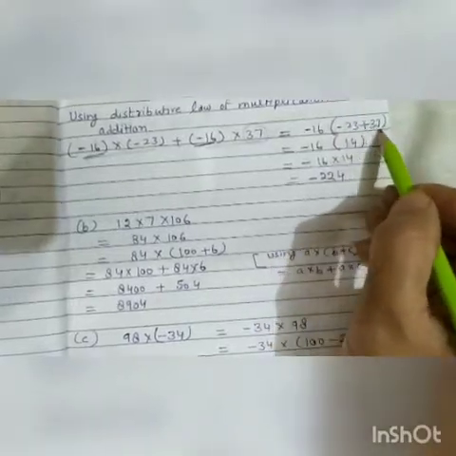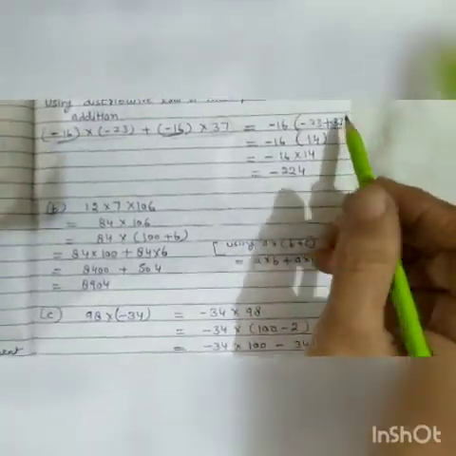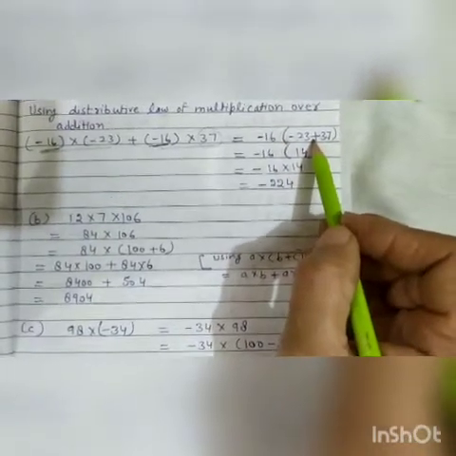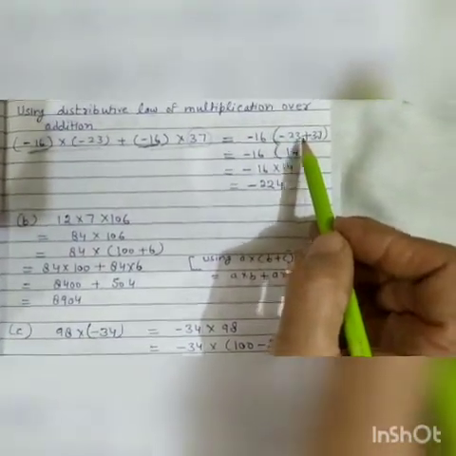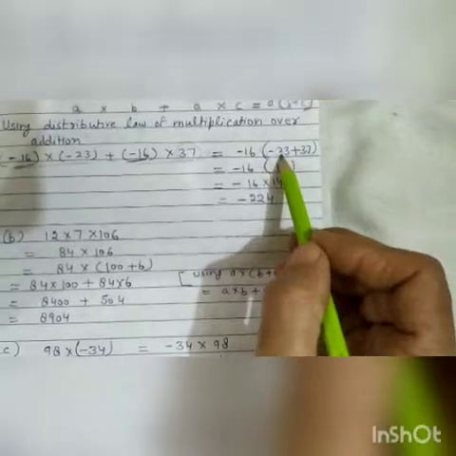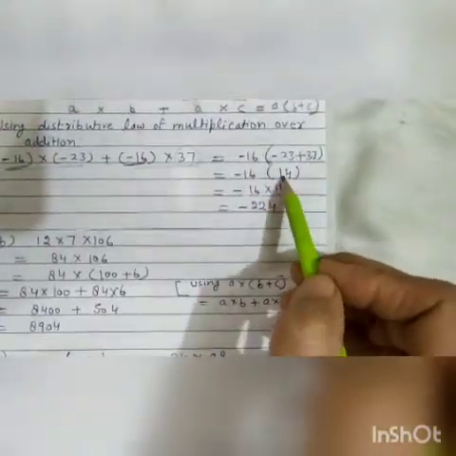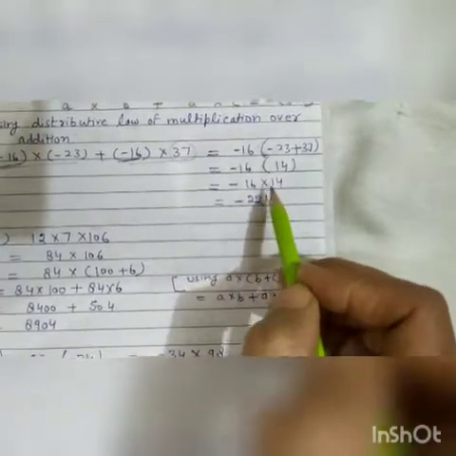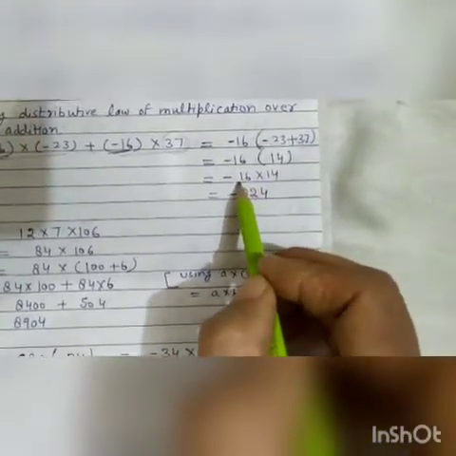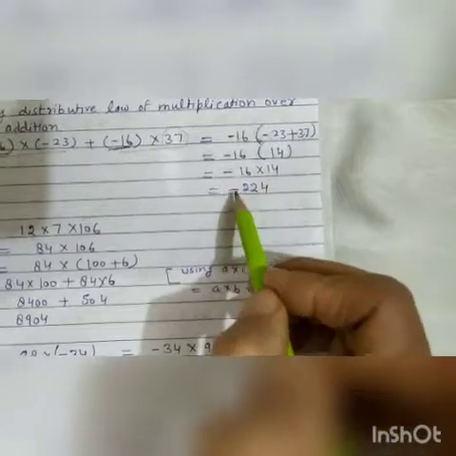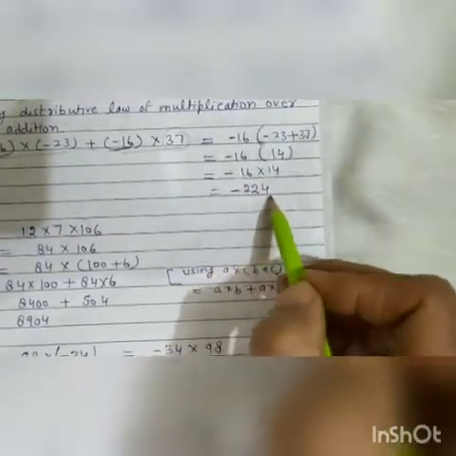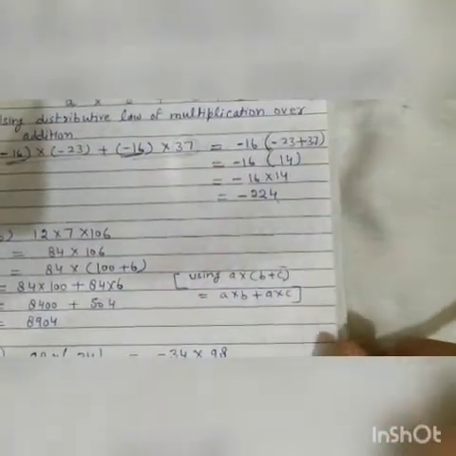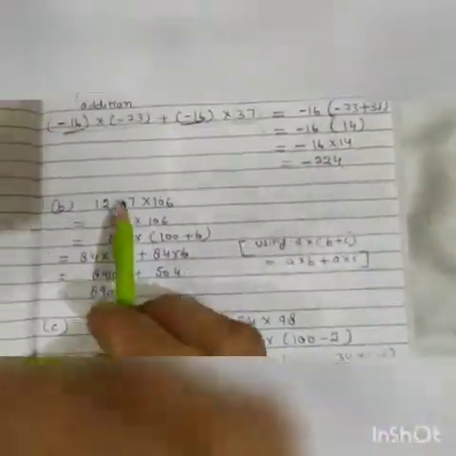Minus 23 plus 37. We know when two numbers are with different signs, then subtract the smaller number from the larger one. So we will subtract this 23 from 37. We get plus 14. Then minus 16 multiply this 14. When we multiply this minus 16 with 14, we get minus 224. Clear? Now come to B part.